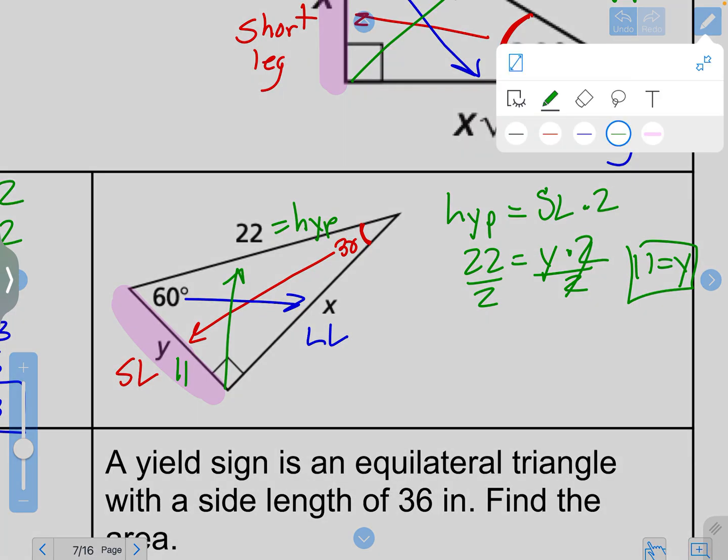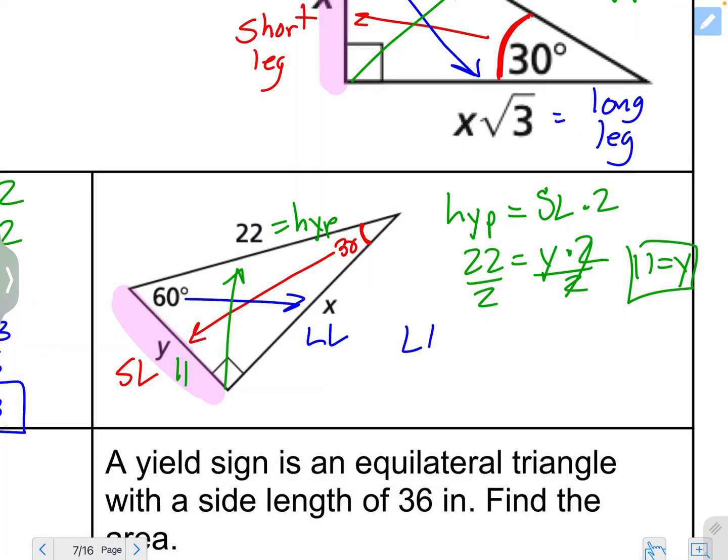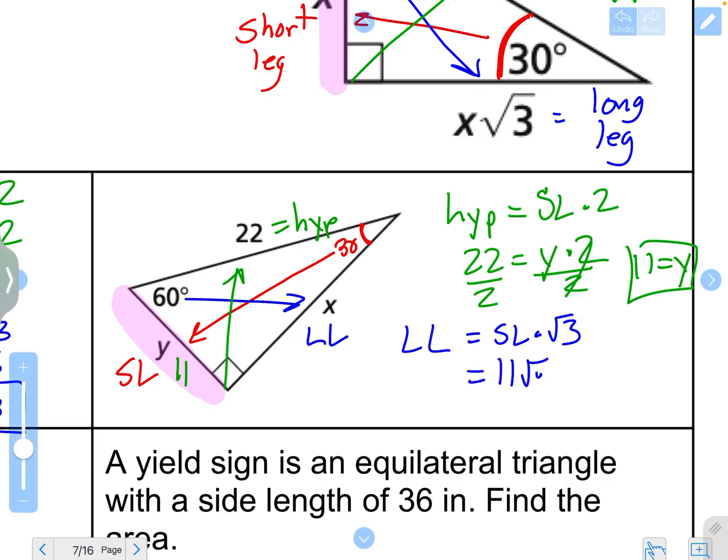So now that I know what my short leg is, it becomes a lot easier to get my long leg. So my long leg is the short leg times the square root of 3. So we know our short leg is 11. We're going to multiply it by the square root of 3. And so our long leg is 11 square root of 3.